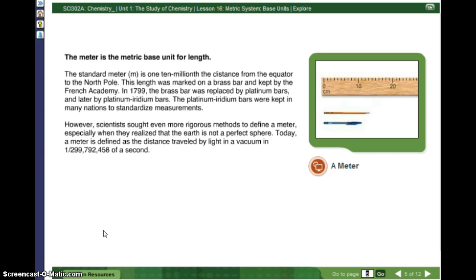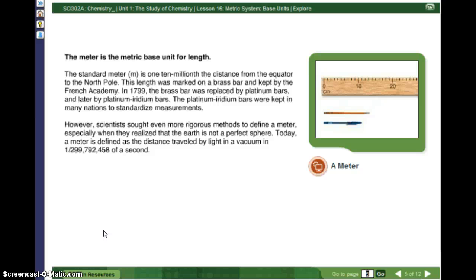The meter is the metric base unit for length. The standard meter, abbreviated lowercase m, is 1/10,000,000th the distance from the equator to the North Pole. This length was marked on a brass bar and kept by the French Academy. In 1799, the brass bar was replaced by platinum bars and later by platinum iridium bars. The platinum iridium bars were kept in many nations to standardize measurements.